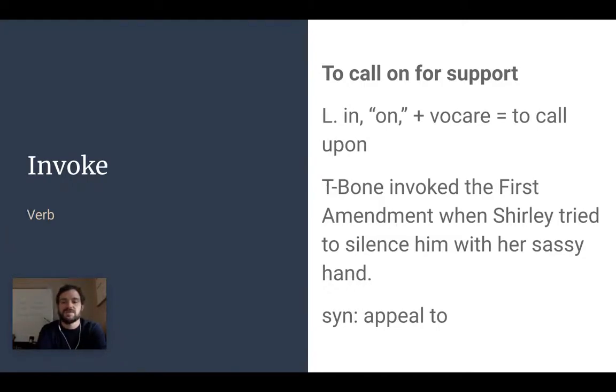T-Bone invoked his First Amendment when Shirley tried to silence him with her sassy hand. He said, no, like you're not going to shut me down. I'm invoking, meaning to call on for support, my First Amendment rights, which means that I can talk. Shirley.